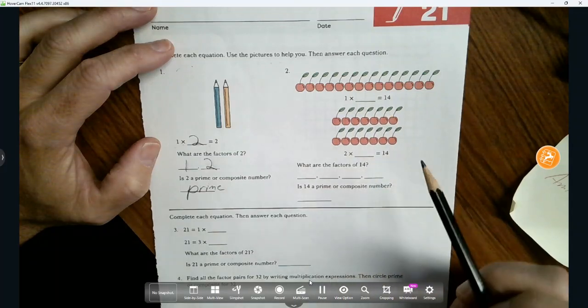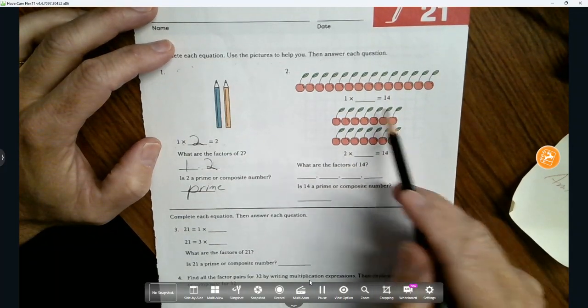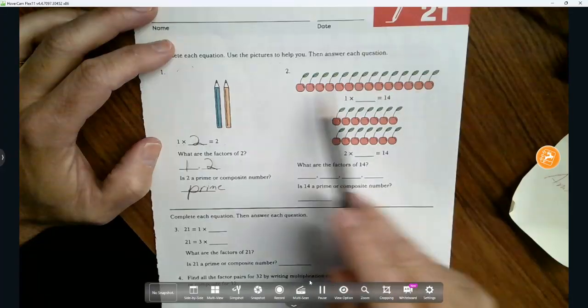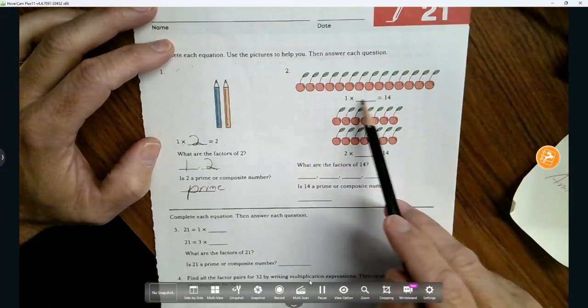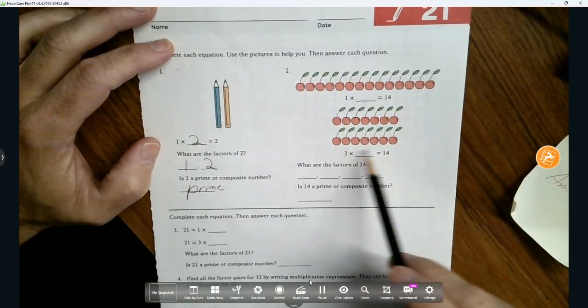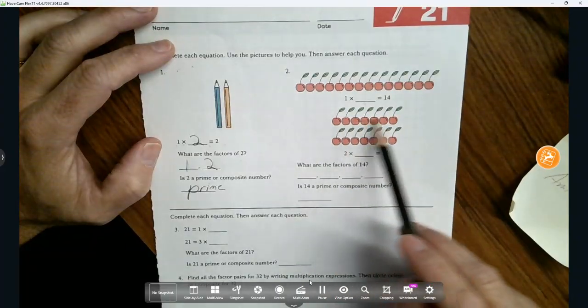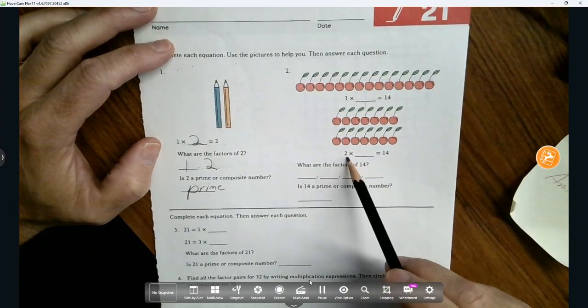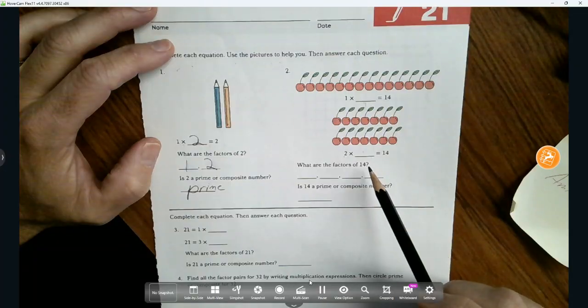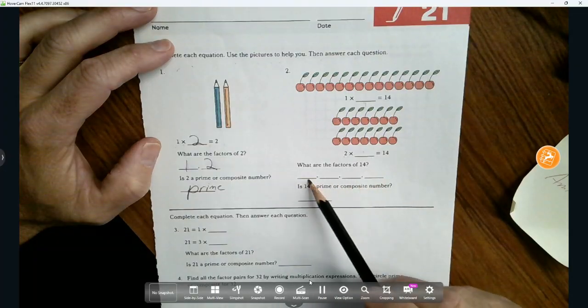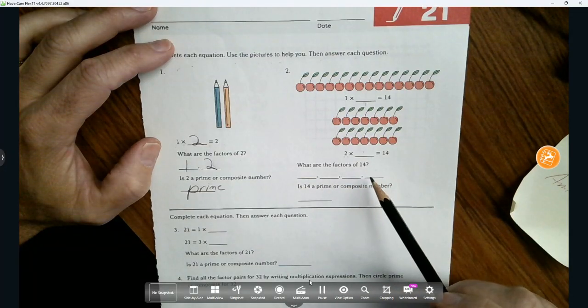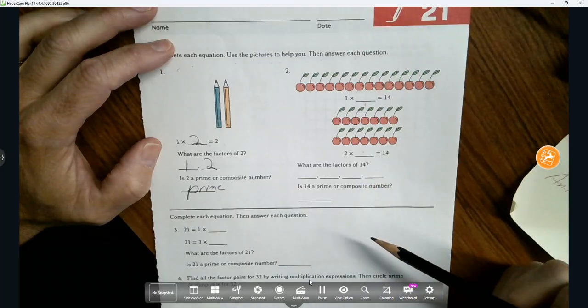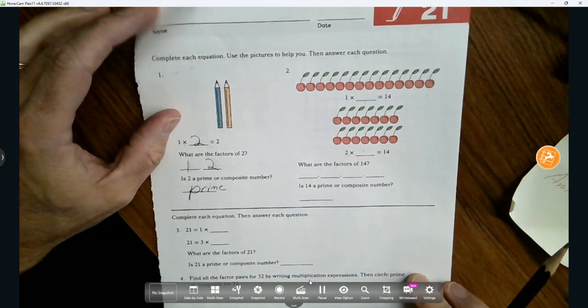All right, now we want to go over here and do this. 1 times what equals 14? 2 times what equals 14? You have 1 row here with how many in it? So that would go here. You have 2 rows here. How many is in one of the rows? Because you have that twice. That's why you're multiplying by 2. Put that number here. Put all the factors in here, all the different ways you can multiply to get 14. And then tell me, is that prime or is that composite?